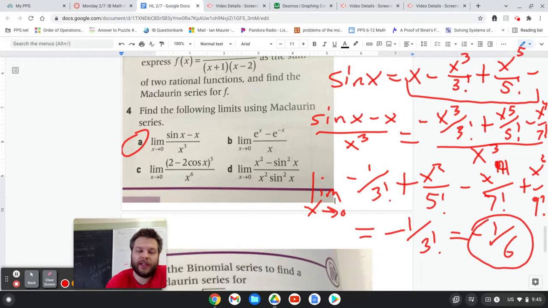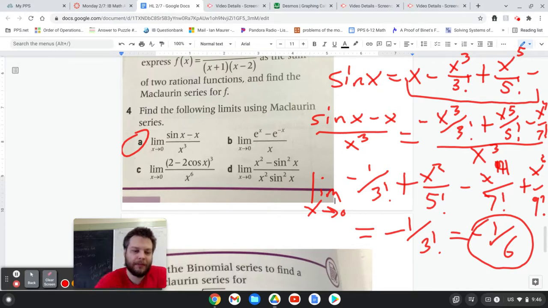Now I want you to think for a second, had you done L'Hopital's rule, you would have needed to do it 3 times. If you tried plugging in x equals 0, you'd get 0 on the top, 0 on the bottom. You take the derivative, you would have 1 minus 1 on the top and 0 on the bottom. You take the derivative again, you'd have 0 over 0 again. You take the derivative again, then you would get 1 over 6. And so the Maclaurin series may be more efficient here because of how many times you would have had to iterate L'Hopital's rule.